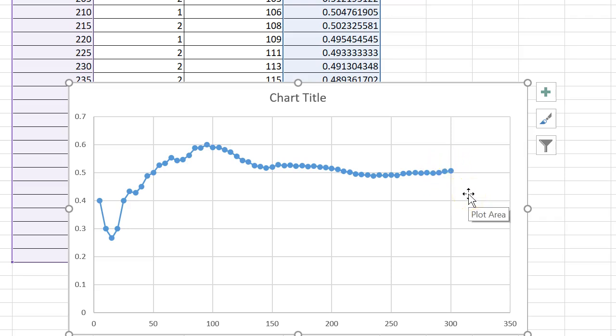If I did more trials, maybe another 300, I don't think we would see this bouncing around that we saw at the start. It would continue to settle around the 0.5 mark, which is what we expect.